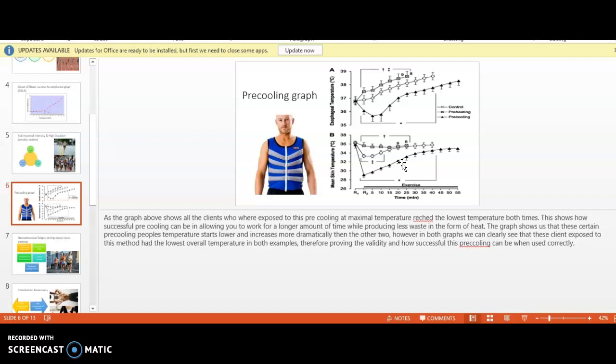The graph shows us that these certain pre-cooling people's temperature starts lower and increases more dramatically than the other two. However, in both graphs we can see clearly that the clients exposed to this method had the lowest overall temperature in both examples, therefore providing the validity and how successful pre-cooling can be when used correctly.